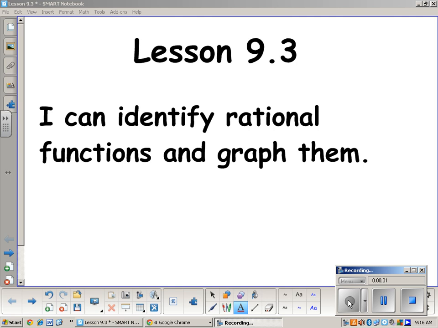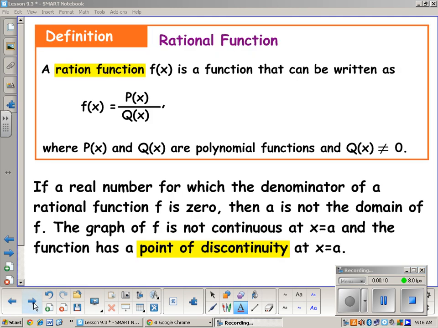Lesson 9.3, identifying rational functions and graphing them. There's some information I want to get to you today that's a little long-winded and heavy in the symbolism, so we'll need to talk about it and make sure we understand what's going on. I'll pause now so you can copy this down and we'll talk about it. Yeah, it's a rational function, not ration function.